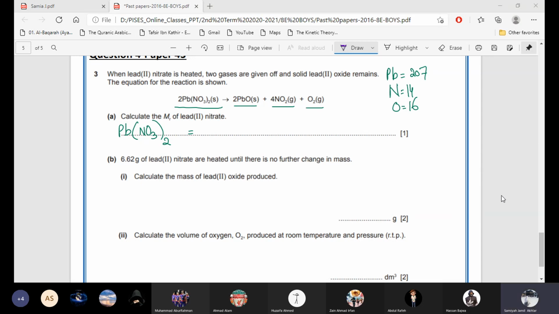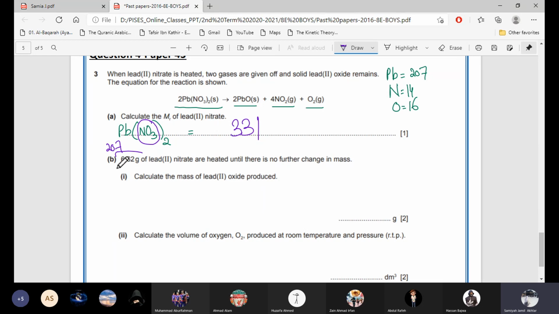Yeah, the Mr of lead nitrate is 331. So you will calculate for NO3 and multiply it by 2, because NO3 is 2 times. So NO3 multiplied by 2 plus 207 will give you lead nitrate. Okay, it's 331. Now calculate the mass of lead oxide produced.